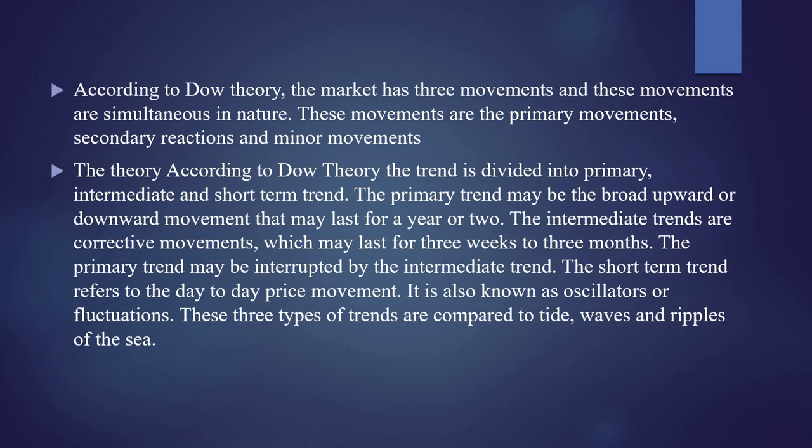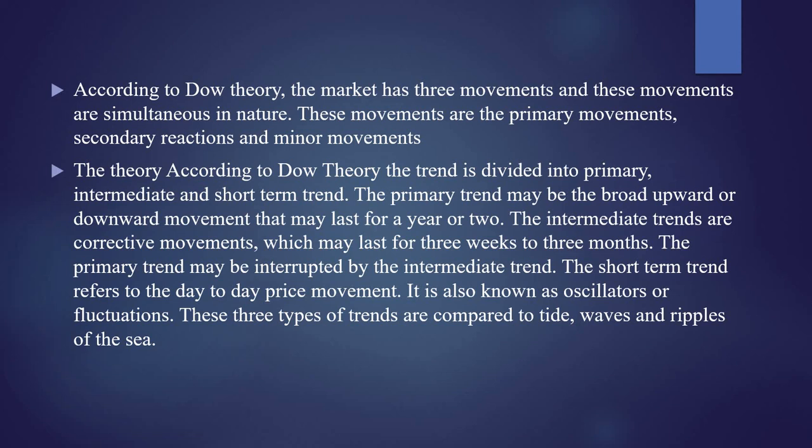Primary trends may be the broad upward or downward movement that may last for a year or 2 years. The primary trend studies the trend over a year or 2 years. The intermediate trends are corrective movements which may last for 3 weeks to 3 months. We study the trends over those weeks and months, and that is about the secondary reactions. The last one is minor movements.